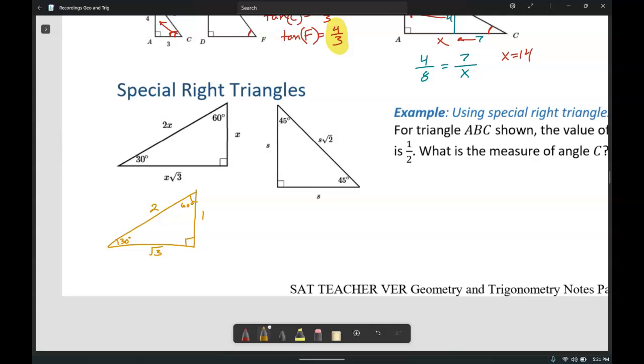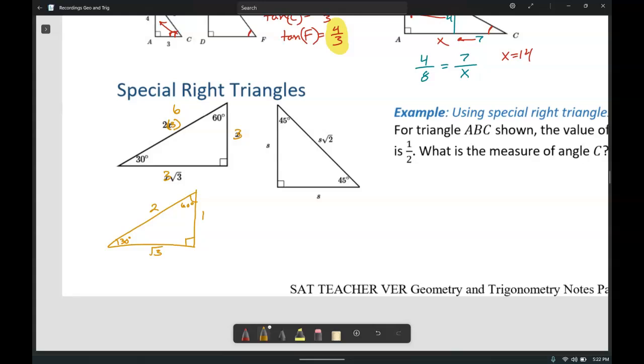For example, if I wanted x to be 3, so this leg has a side length of 3 in a 30-60-90 triangle, then the other leg would be 3 times the square root of 3. And then my hypotenuse would be 2 times 3, which equals 6. And so we can find all of the side lengths given that proportional relationship.